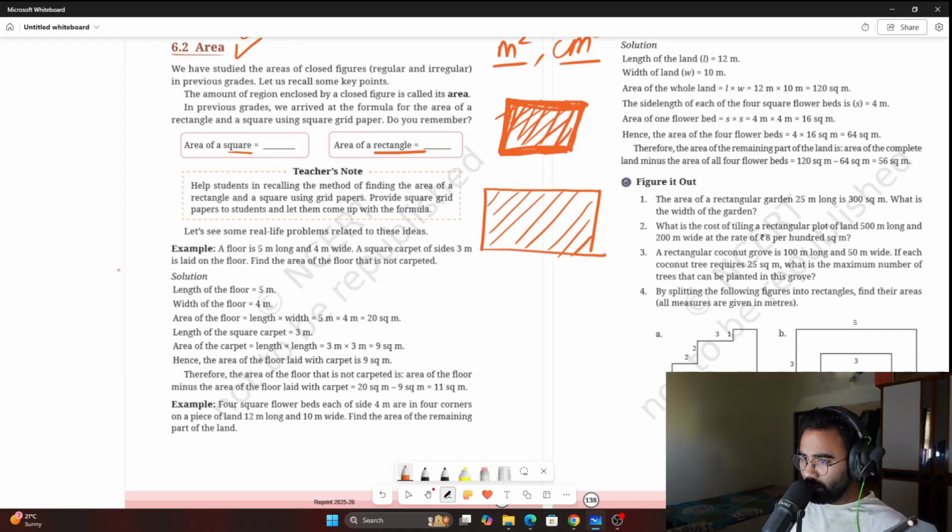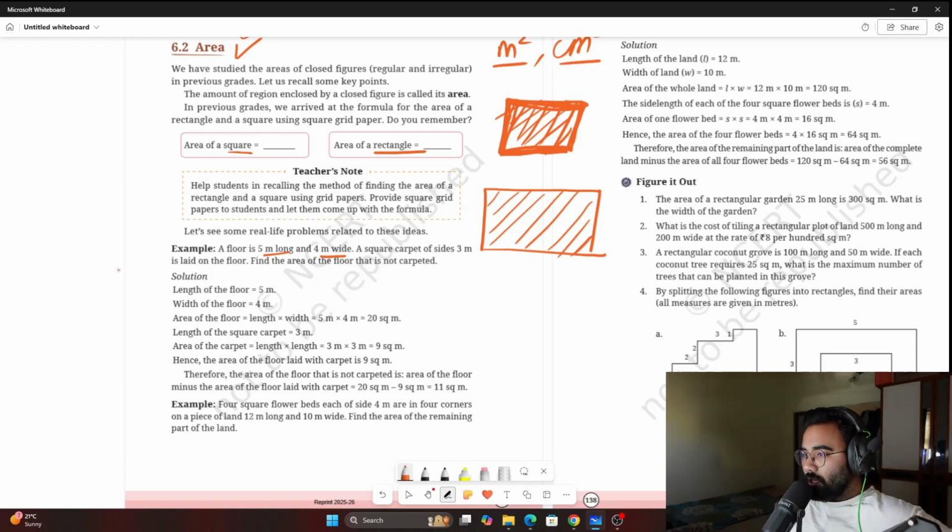A floor is 5 meter long and 4 meter wide. A square carpet of sides 3 meter is laid on the floor. Find the area of the floor that is not carpeted. Okay, now let us first draw the diagram. Always in mathematics, whenever you come across problems of square, rectangle, or those questions that are based on area, always try to visualize it. If that doesn't help, always try to draw the rough diagram. This will solve a lot of problems and you will avoid a lot of confusion.